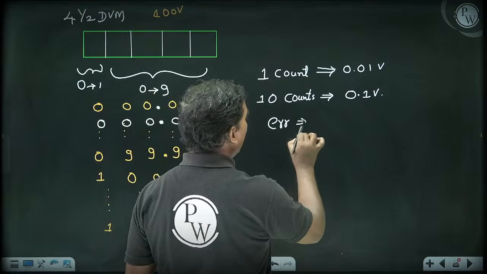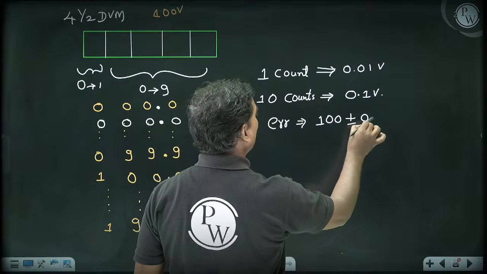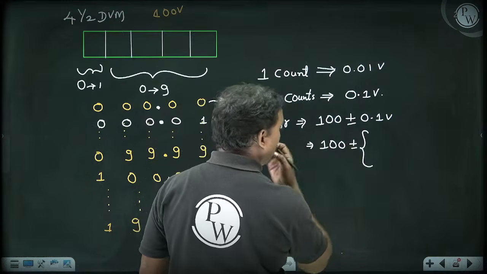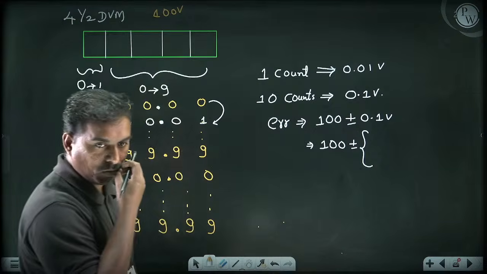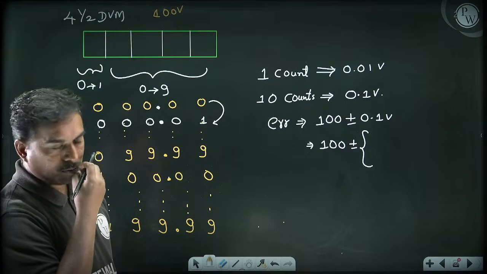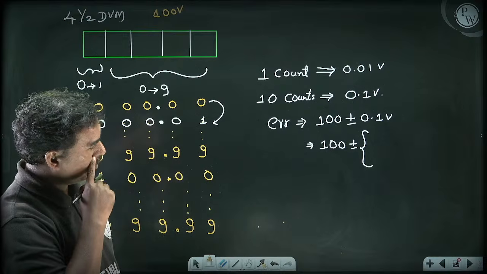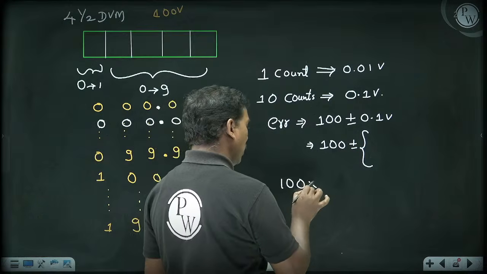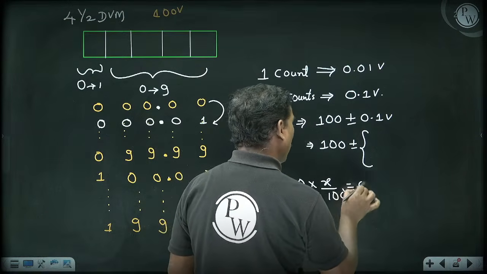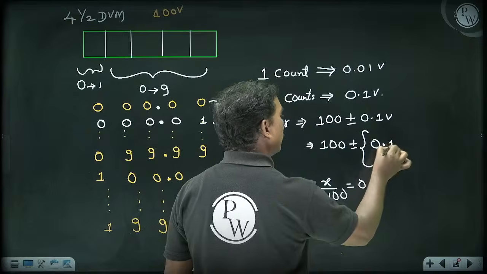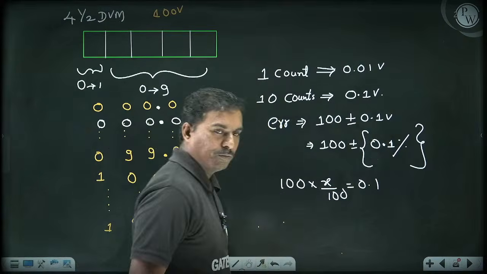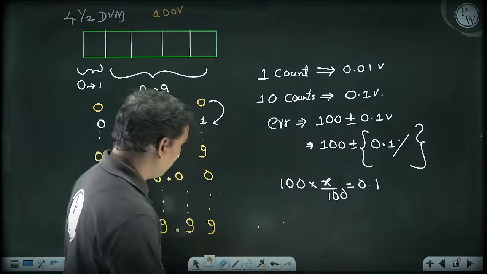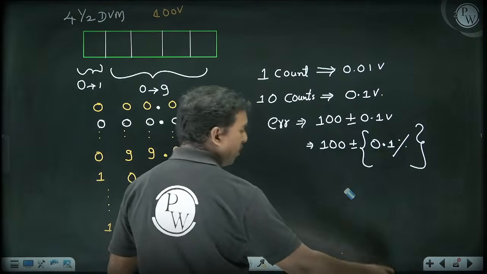The error on reading 100 is plus or minus 0.1. So this can be written as 100 plus or minus a percentage. How much? In a percentage, 1%? 1 by 100 of 100? No. 10%? So in 100, how much percentage will be equal to 0.1? That is 0.1 percent. Am I right or not? So the error here is 0.1%.